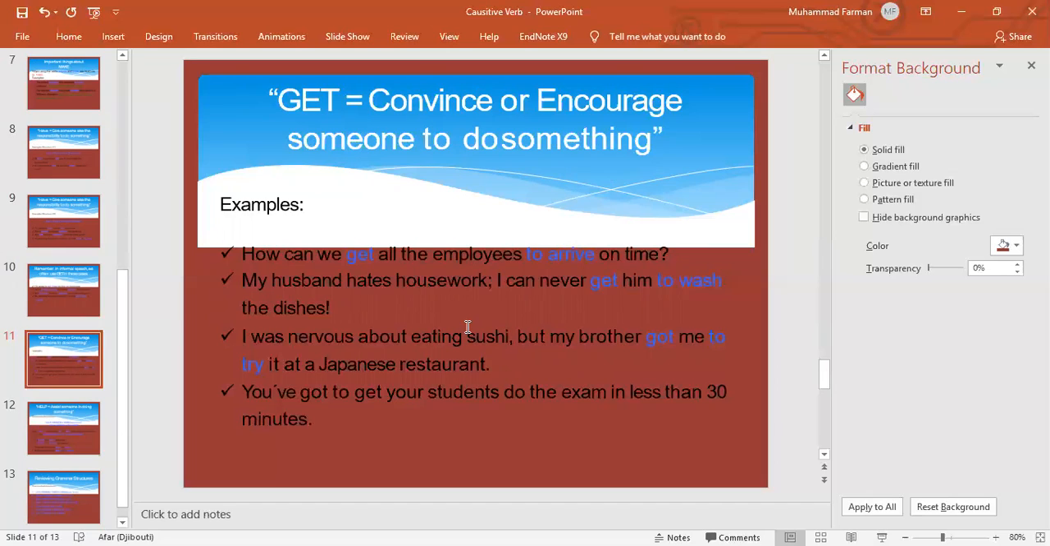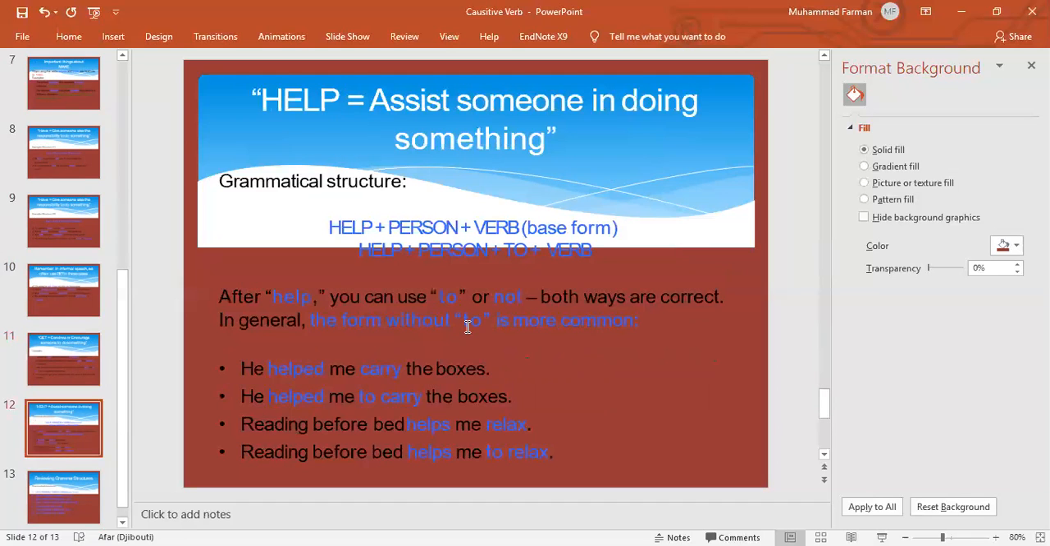In the rest of the examples that we have: I was nervous about eating, but my brother got me to try it at a Japanese restaurant. My brother got me to try. Again, we have the word got just to convince or just to encourage someone.